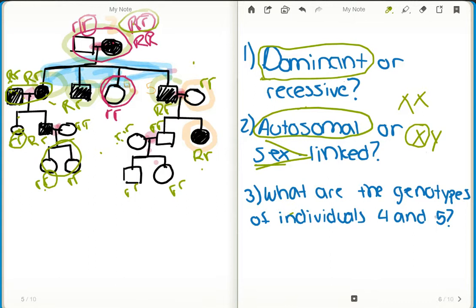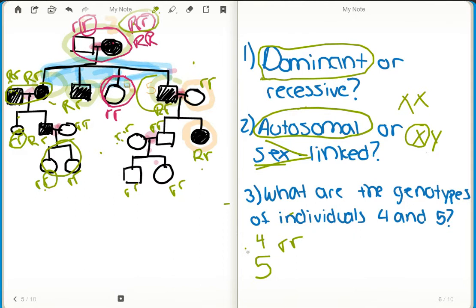And we have figured out the genotypes of all the individuals in this pedigree. Individual 4 is homozygous recessive, and individual 5, this one right here, we decided is heterozygous, as they are the parent of a recessive child. Okay, so let's try the next pedigree.